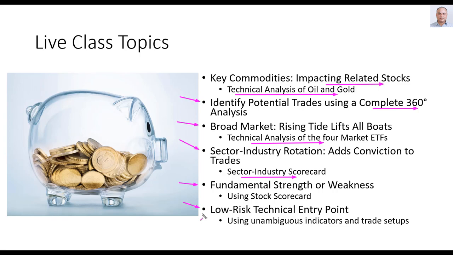When all these forces are aligned, that is, in a bullish market I find a strong sector and industry. Further, I find a strong fundamental stock and the stock is at a low-risk buy point. Then I find what I call a 360 degree long trade setup, and vice versa for shorting opportunities. Using the techniques and systems I use, I can carry out this 360 degrees analysis in a matter of minutes instead of spending hours or days. And I will demonstrate that in today's roundup as well.